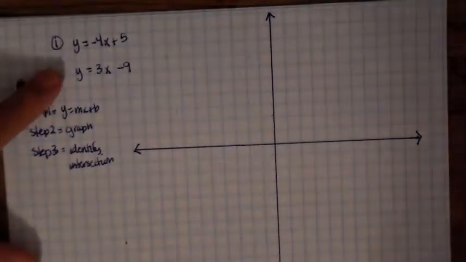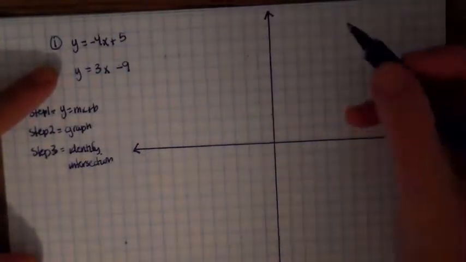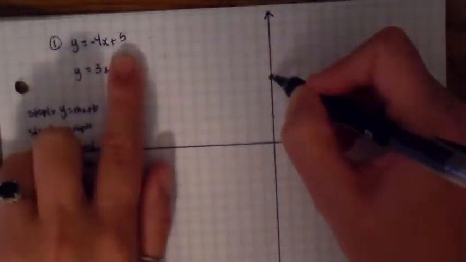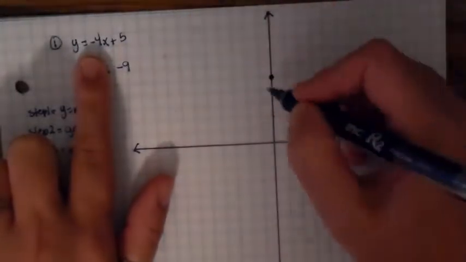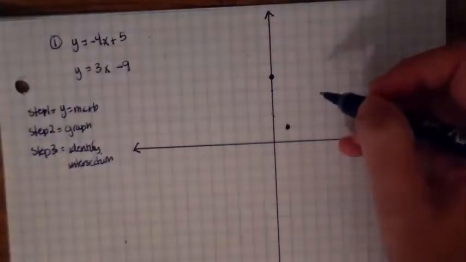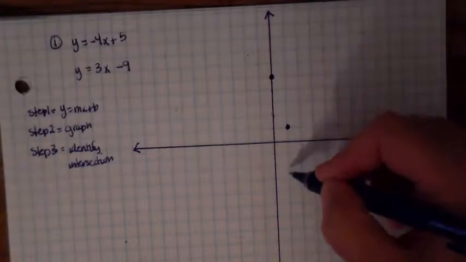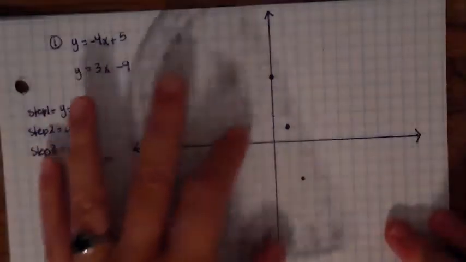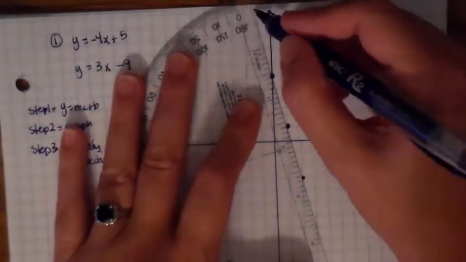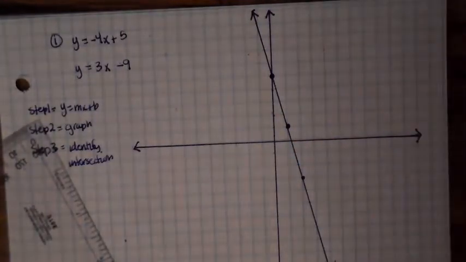Now, these two equations are already in y equals mx plus b format, so I don't have to convert those. So I find my b-intercept, which is 5. So 1, 2, 3, 4, 5. My slope is negative 4, which means I'll go down 4: 1, 2, 3, 4, and over 1. And just for accuracy, I'm going to go ahead and do that again: 1, 2, 3, 4, and over 1. Then I will connect my points. So here's my first equation.